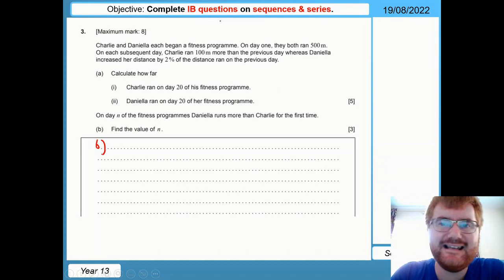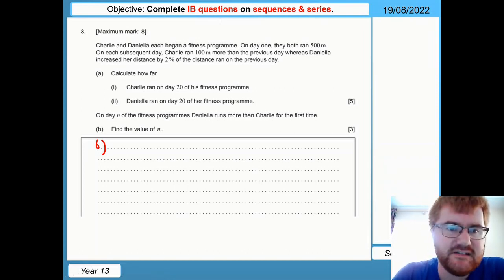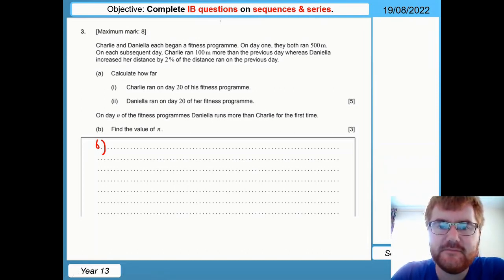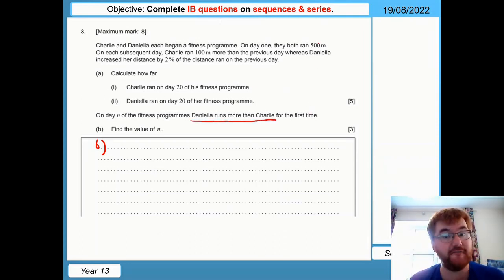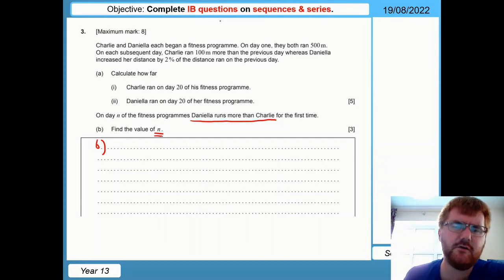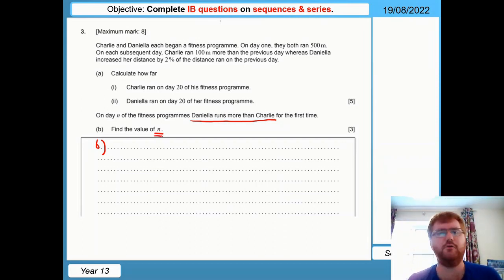Okay, and question B is a little bit more tricky. So on day N of the fitness program, Daniela runs more than Charlie. That's important, for the first time. Remember, they both start at 500, and then we want to see when Daniela is running more than Charlie, and we want to work out the value of N. This is a question that students often find tricky because there's not much guidance on what you do here.